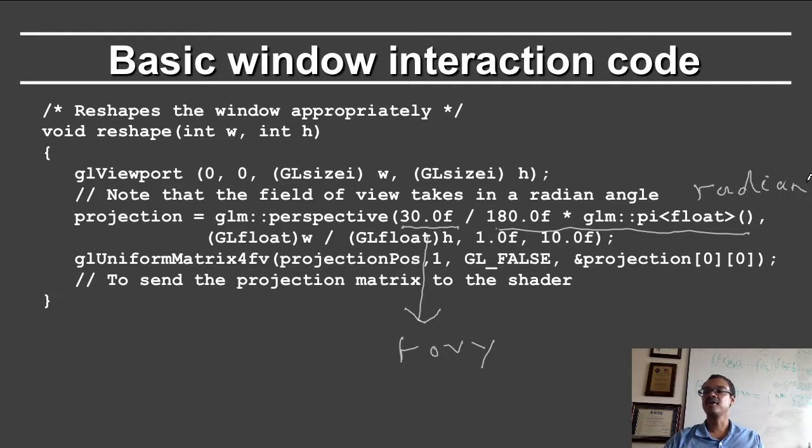The next argument to this projection command is the aspect ratio, which corresponds to the width and the height of the scene. Note that the scene is still displayed in a 1:1 aspect, but we have to adjust the field of view in Y with respect to X in order to maintain the aspect ratio of the window properly, which is why we have this W over H, and that corresponds to the aspect.